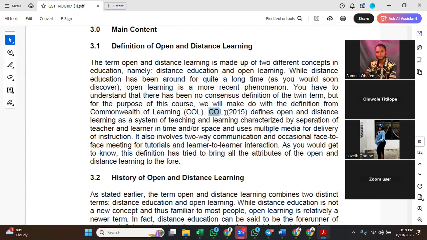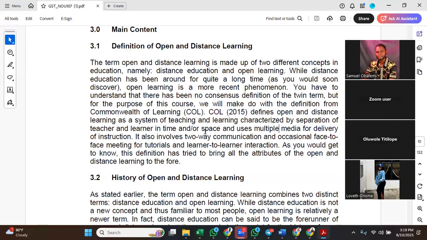Cole 2015, or Commonwealth of Learning 2015, defines open and distance learning as a system of teaching and learning characterized by separation of teacher and learner in time and/or space, and uses multiple media for delivery of instruction. As simple as that. So thank you. I think you've gotten it now. So let's continue.